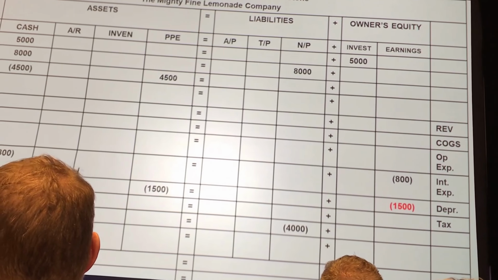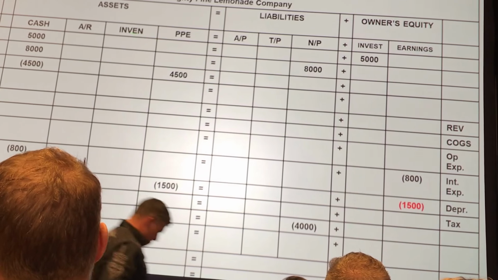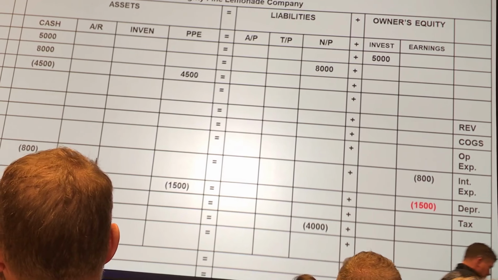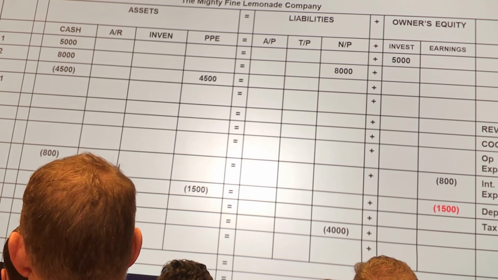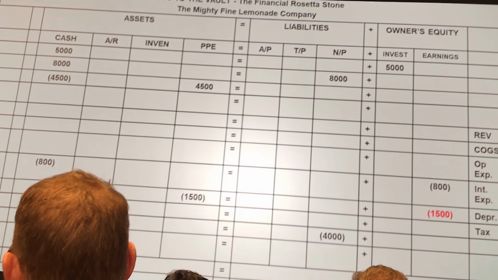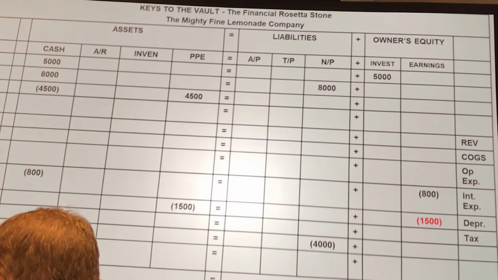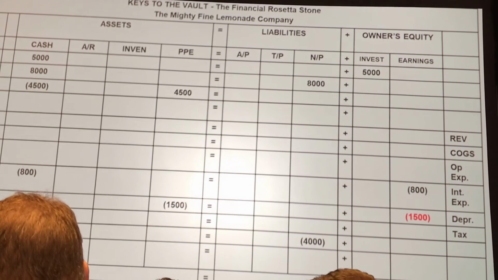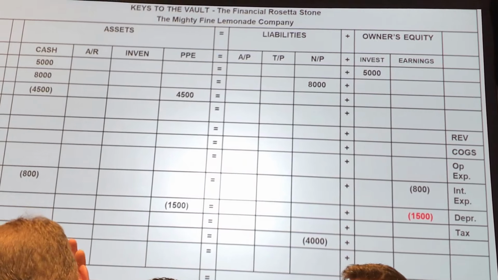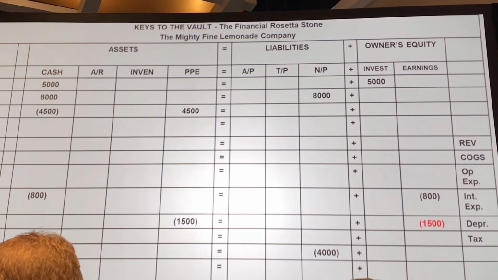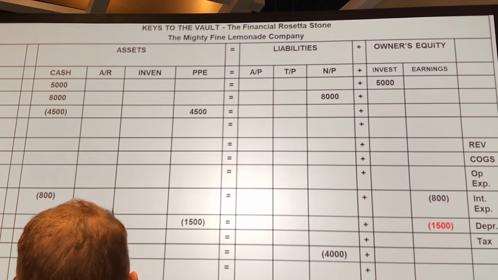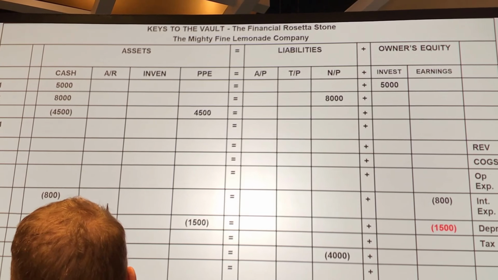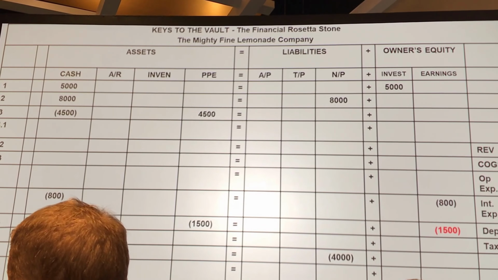Victoria, watch this. We bought $4,500 worth of equipment. It's not going to last forever. It's going to last 3 years. And the government says, not reality, the government says, this equipment that you bought is going to go down in value by $1,500 a year. So we get to the end of 3 years, and it's theoretically worth nothing. So it's $1,500 a year.